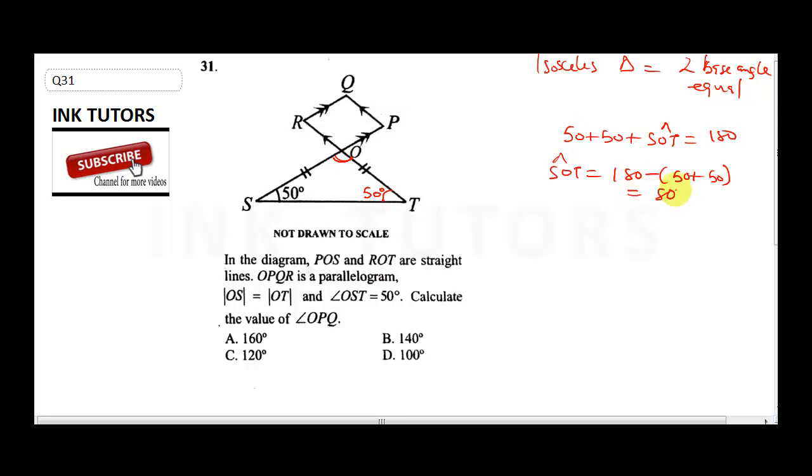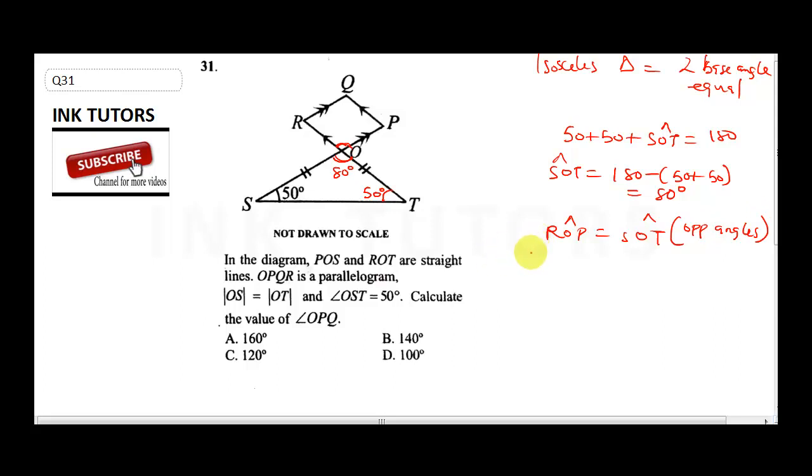So angle SOT here is 80 degrees. Now, remember, when you have angles like this, these are opposite angles. Angle ROP is equal to angle SOT. Reason: opposite angles. They are opposite angles, so they are equal in magnitude. So that means angle ROP is now 80 degrees.